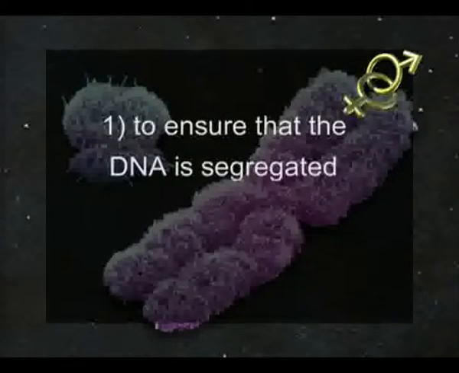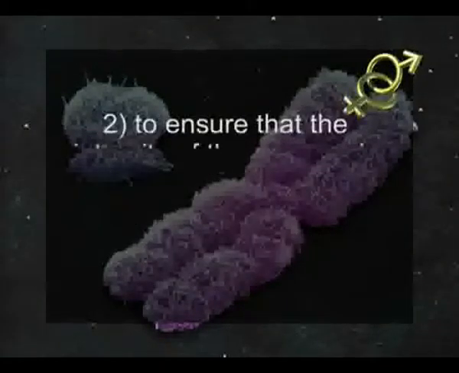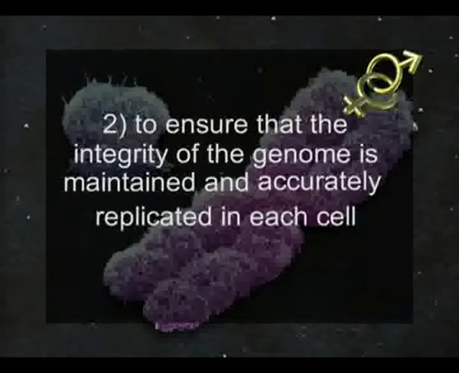Chromosomes have two main functions. Number one, to ensure that the DNA is segregated equally to daughter nuclei at cell division, and number two, to ensure that the integrity of the genome is maintained and accurately replicated in each cell cycle.